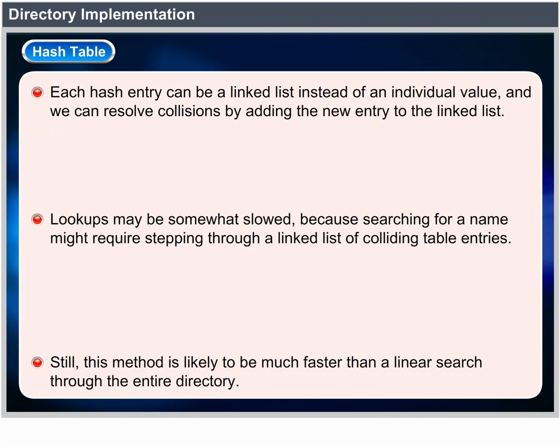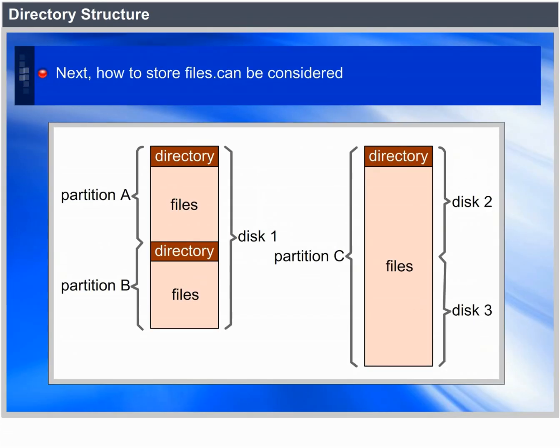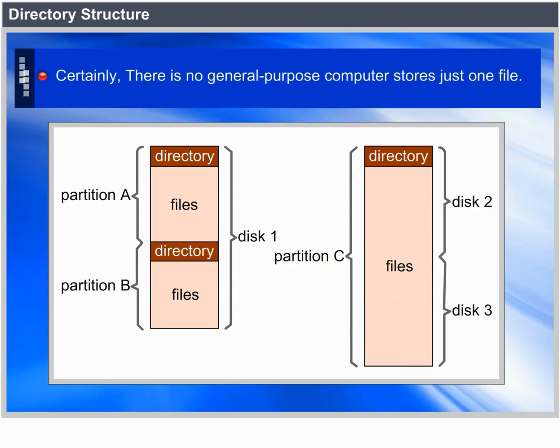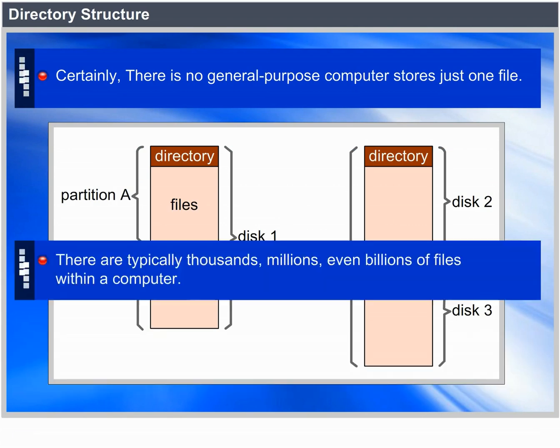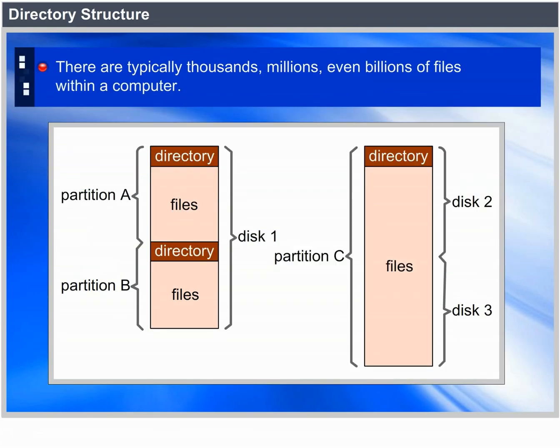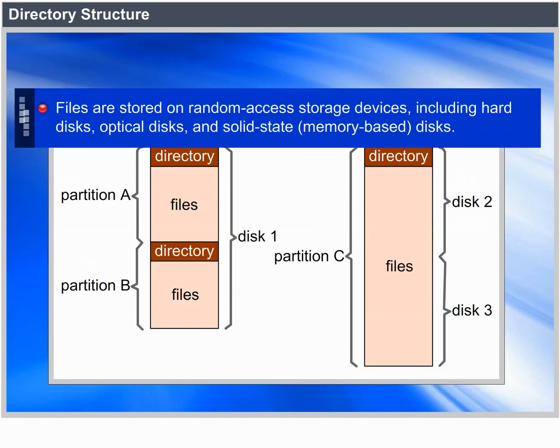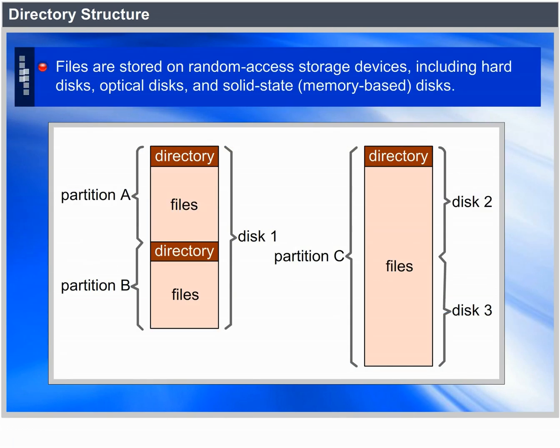Directory structure. Next, we consider how to store files. Certainly, no general-purpose computer stores just one file. There are typically thousands, millions, and even billions of files within a computer. Files are stored on random access storage devices, including hard disks, optical disks, and solid-state memory-based disks.